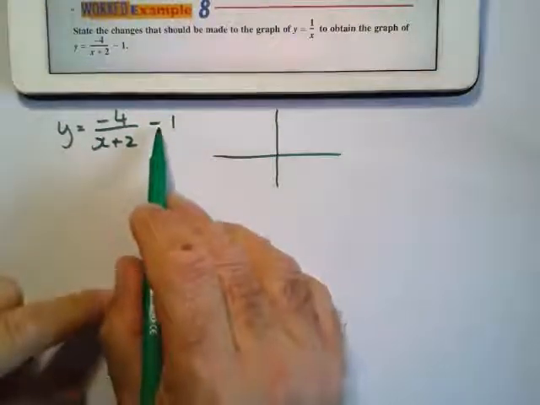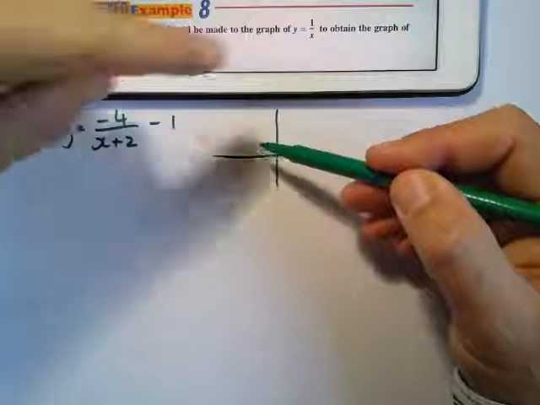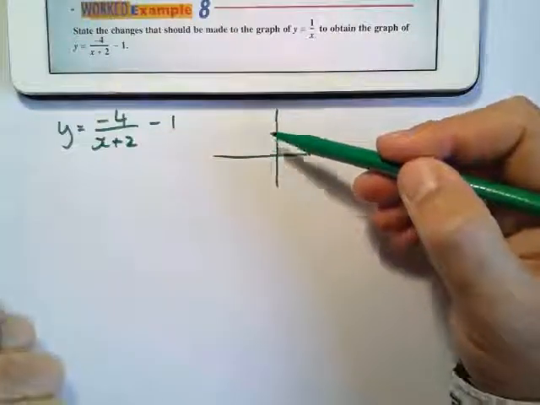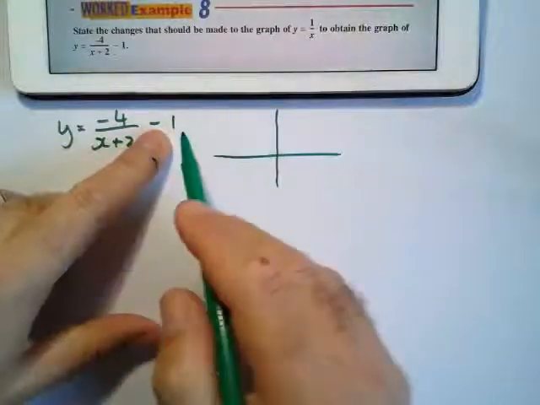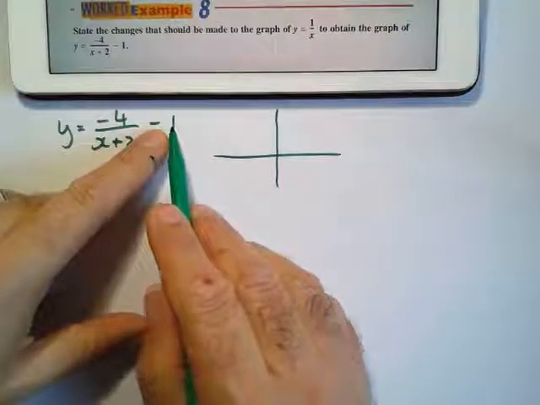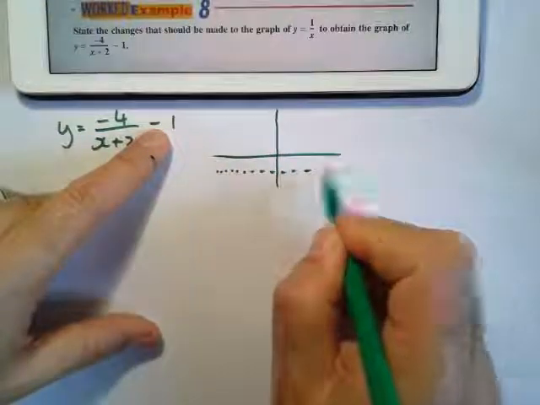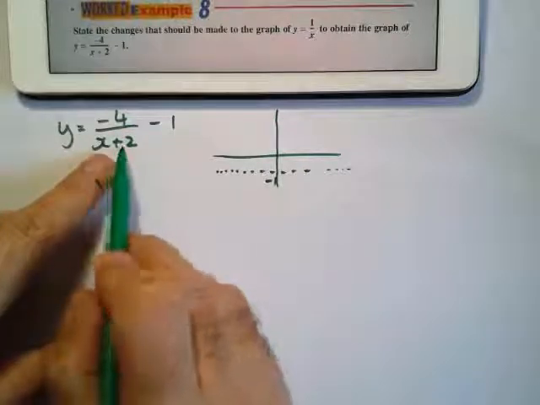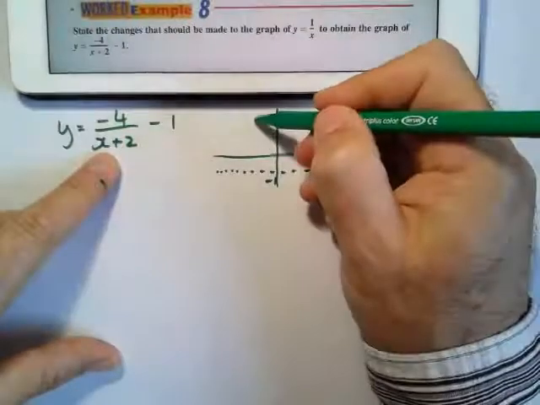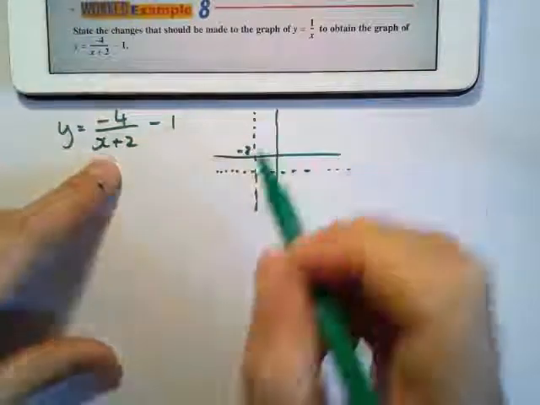So I can see that, now I remember that my asymptotes for y equals 1 over x are on the x and the y axis. My y asymptote moves down to -1, so I have an asymptote there at -1, and then I have an x asymptote in the opposite direction of +2, which means at -2. Okay, so this is at -2.